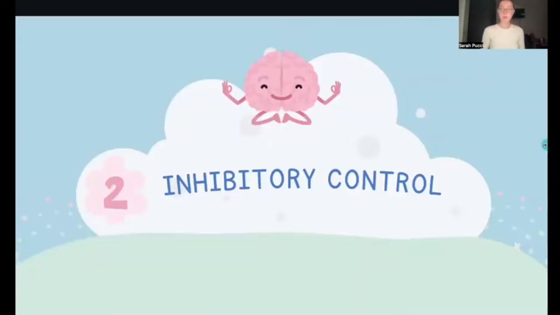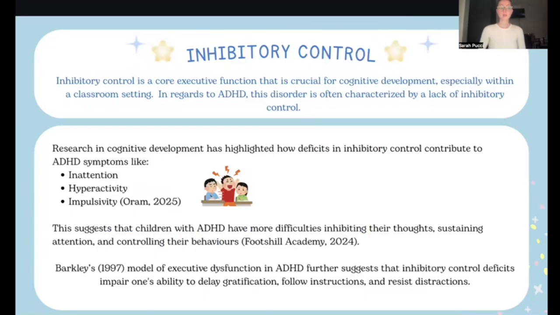All right, so now we're going to move on to inhibitory control. Inhibitory control is a core executive function that is crucial for cognitive development, especially within a classroom setting. In regards to ADHD, this disorder is often characterized by a lack of inhibitory control. Research in cognitive development has highlighted how deficits in inhibitory control contribute to ADHD symptoms like inattention, hyperactivity, and impulsivity. This suggests that children with ADHD have more difficulties inhibiting their thoughts, sustaining attention, and controlling their behaviors.